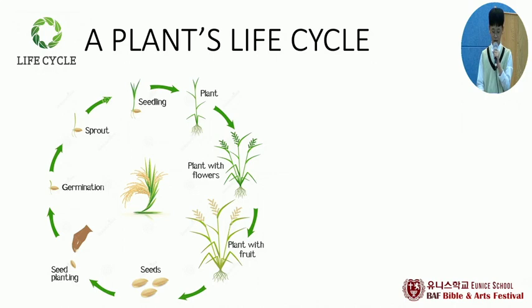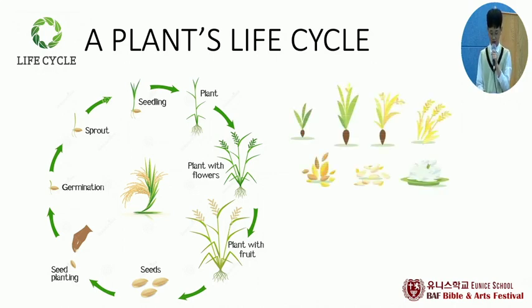As an animal does, plants have a life cycle. Plants have a different turn of a cycle depending on the plant. For example, rice starts with the rice seed. It sprouts out as a tiny shoot and grows leaves and stem, and then blooms. It bears grain so that we can harvest it.